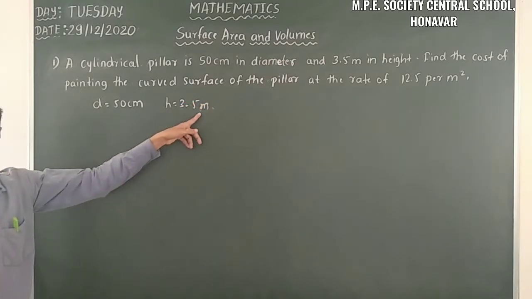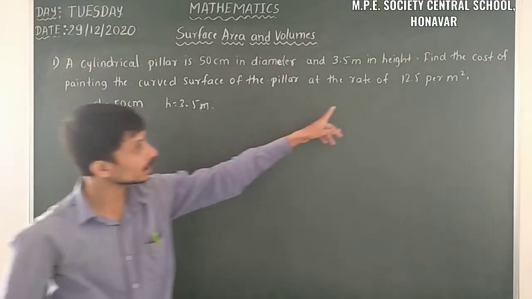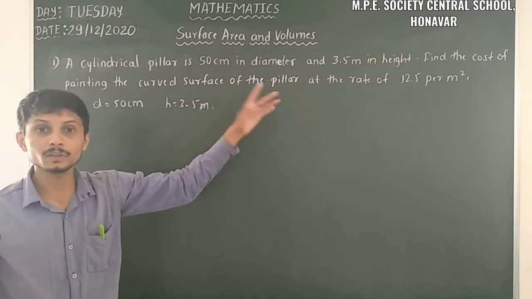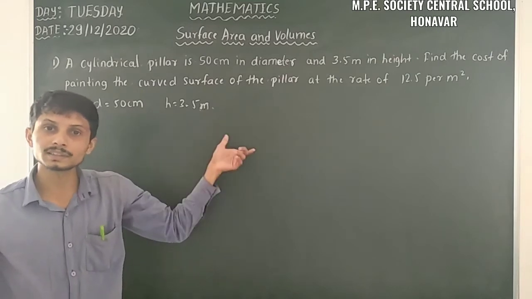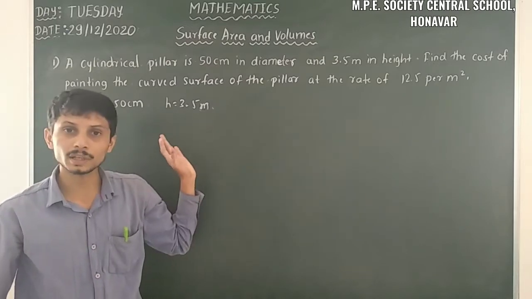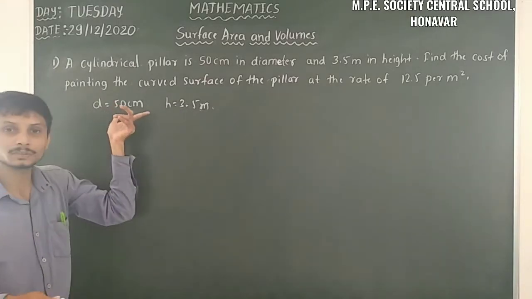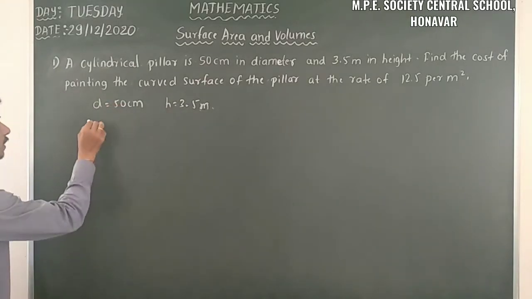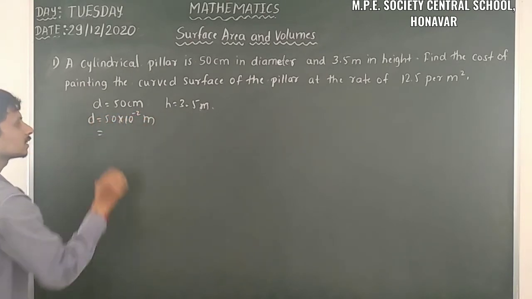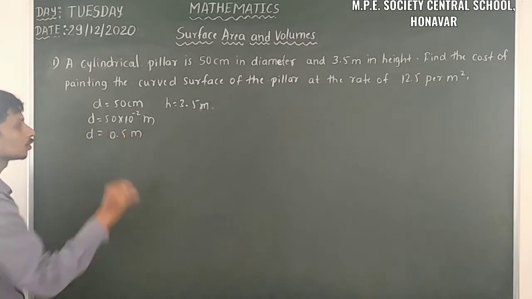Here one is in the form of meter, and the other is in the form of centimeter. Which one can you take here? Just observe, the rate is 12.5 per meter square. So when you take all the things in meters, it is easy to calculate. Otherwise we have to convert at one time. That's why we have to convert this value of d into meter. That is d is equal to 50 into 10 raised to minus 2 meter. Divided by 100 means 0.5 meter. d is equal to 0.5.